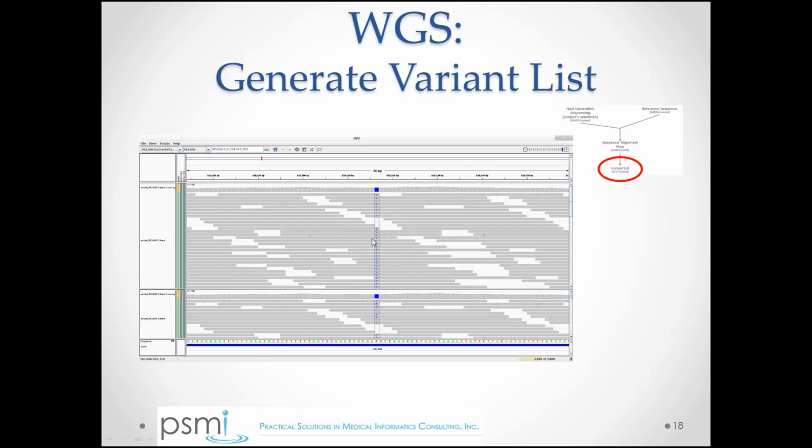Sometimes one of these might not be a C because it might be an error, and the software has to accommodate, you know, at what point do you say it's an error, at what point do you call it as a heterozygote versus homozygote, etc.